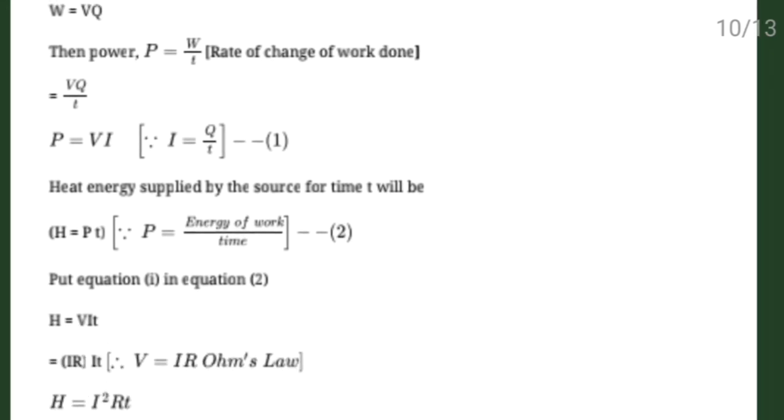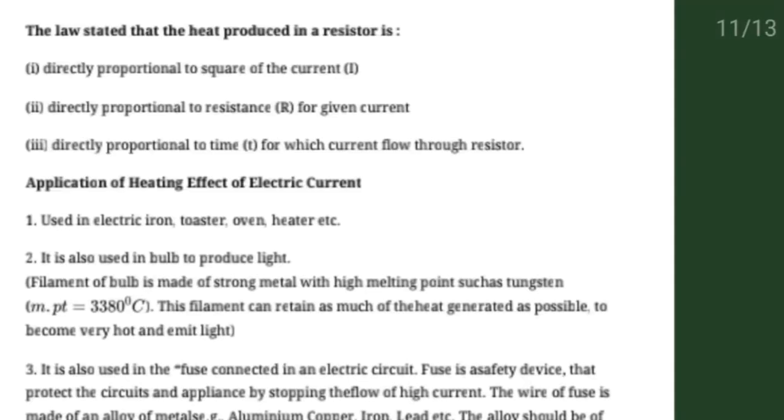This is known as Joule's law. H is equal to I square Rt. The law states that the heat produced in a resistor is directly proportional to the square of the current, directly proportional to the resistance for a given current, and directly proportional to the time for which current flows through the resistor.